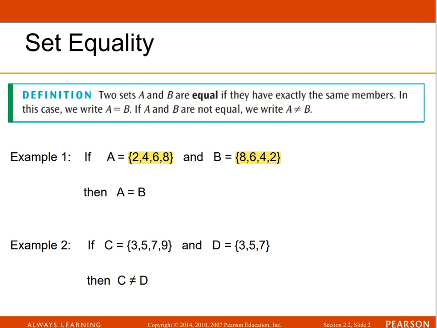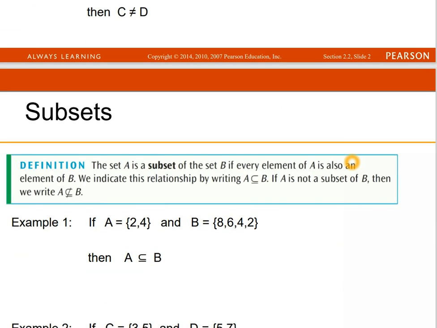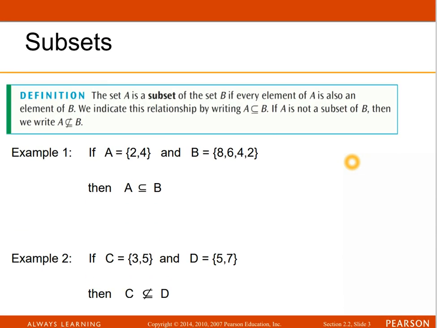And then example 2, C has 3, 5, 7, and 9, and D just has 3, 5, and 7. Since C has an extra number, the 9, they're not equal. So that's all there is to equality. Hope that makes sense. And then moving on to the next slide.